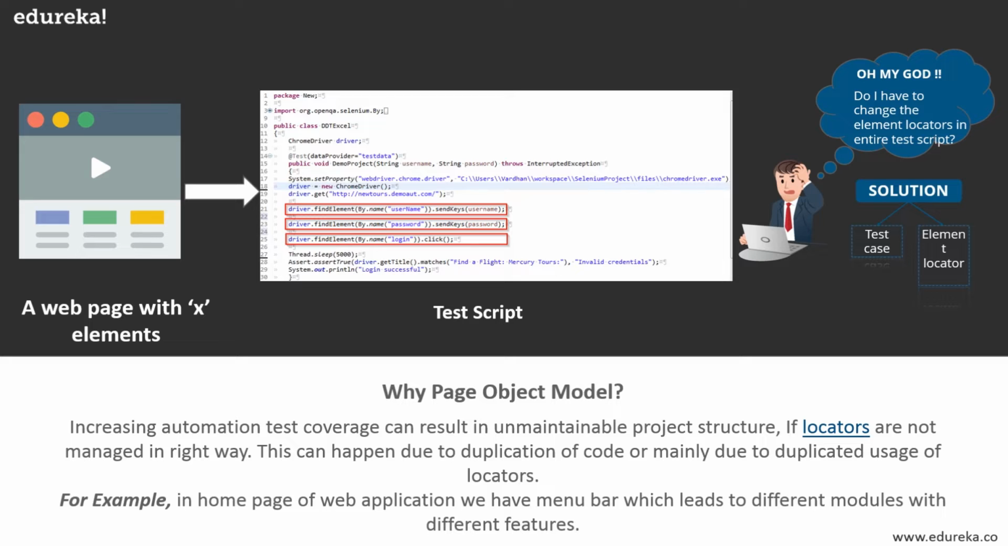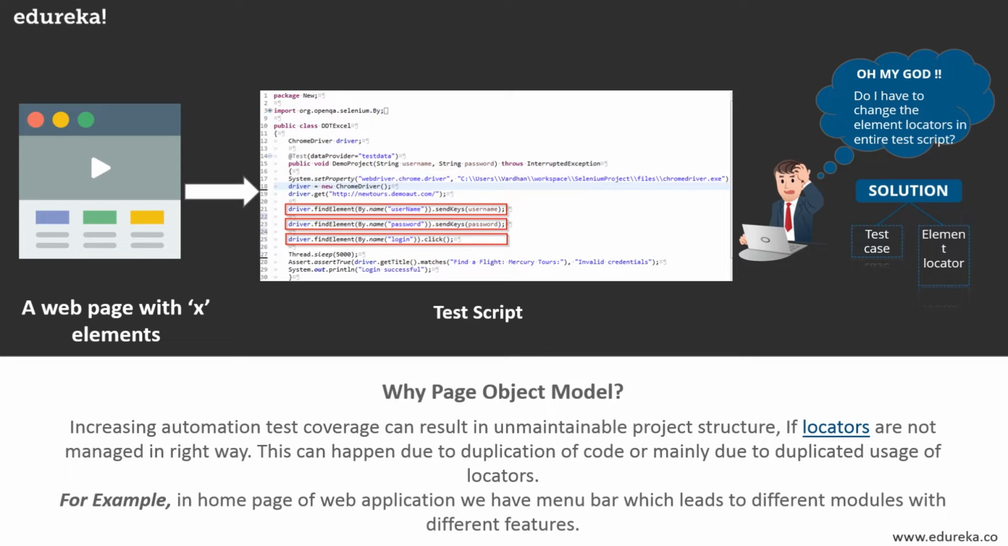For example, in the home page of a web application, we have a menu bar which leads to different modules with different features. And many automation test cases would be clicking through these menu buttons to execute specific tests. Imagine that the UI is changed or revamped and the menu buttons are relocated to different positions in the home page, and this will result in automation tests failing. Automated test cases will fail as scripts will not be able to find particular element locators to perform action.